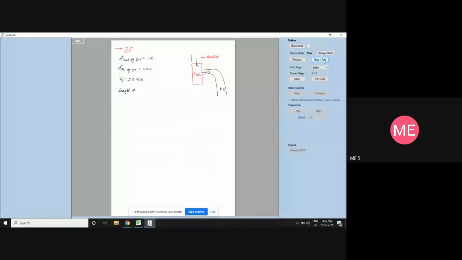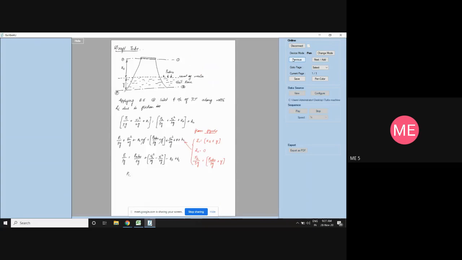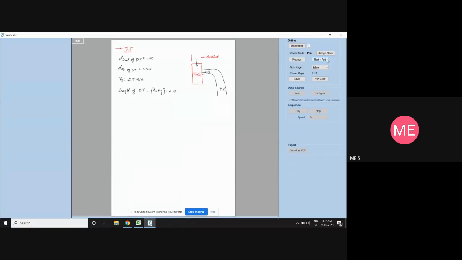Length of draft tube is equal to HS plus Y. The combination of these two is how much? It will be equal to 6 meters. And 1.2 meter length of the draft tube is immersed in water. That means what is immersed in water? This length. The length Y is equal to the part immersed in water. Y is equal to 1.2 meters.